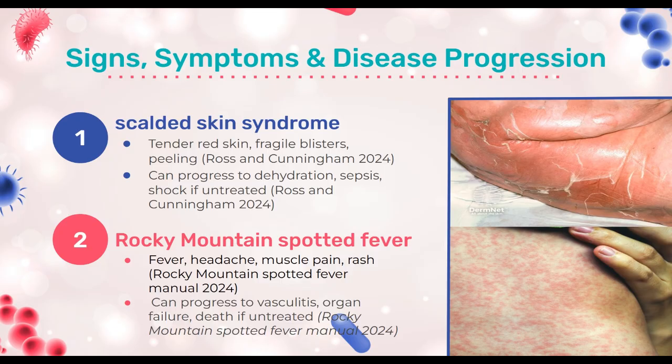For Rocky Mountain spotted fever, symptoms include fever, severe headache, muscle aches, and a rash that often begins on the wrists and ankles. If treatment is delayed, the bacteria cause vasculitis, meaning damage to blood vessels, which can lead to organ failure, tissue death, and even become fatal.